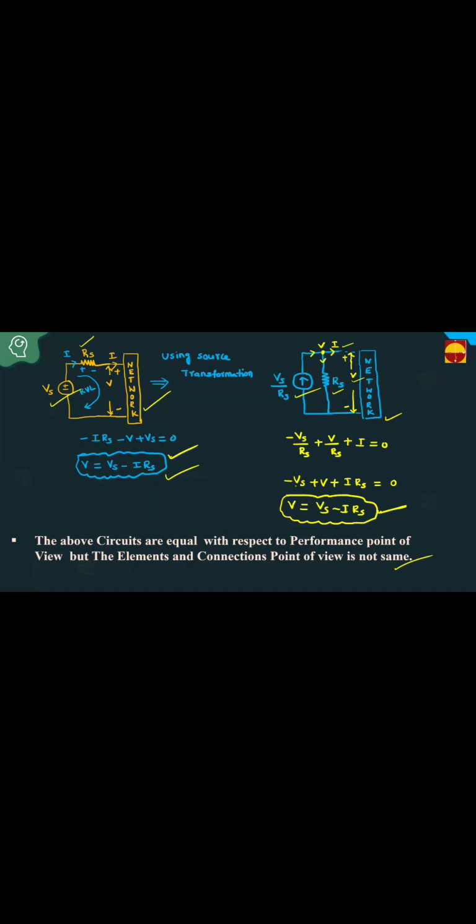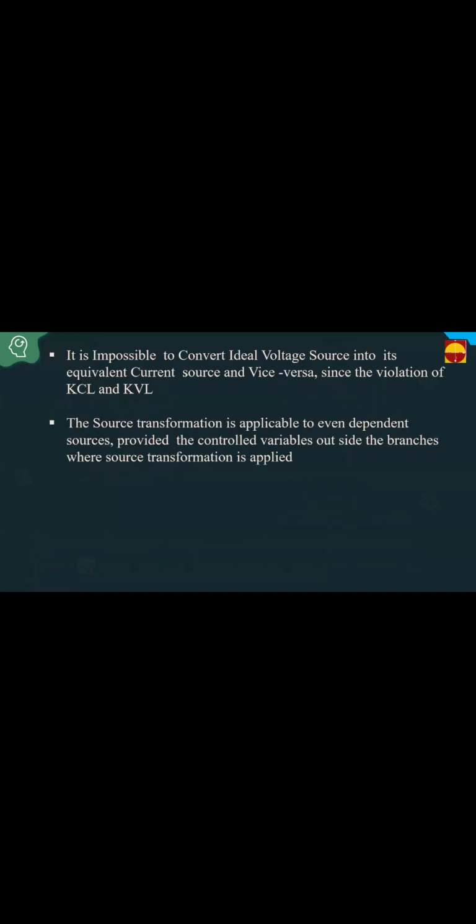If you take an ideal voltage source, what is the resistance? 0. Then if you convert into a current source, it is V by 0, infinity. Infinity is meaningless; practically you don't have any infinite current. That's the reason why it is impossible to convert an ideal voltage source and an ideal current source. Source transformation is not possible because there is a violation of KCL and KVL. It is impossible to convert an ideal voltage source into its equivalent current source and vice versa, since the violation of KCL and KVL.